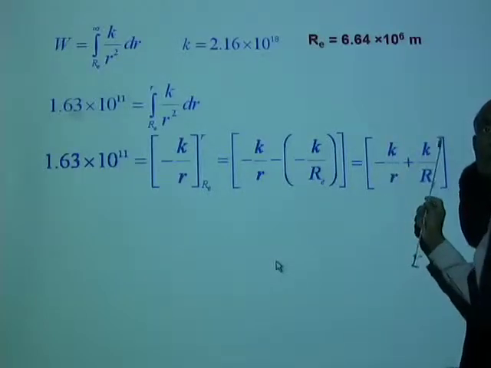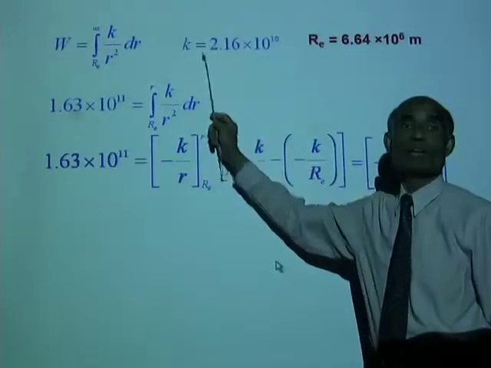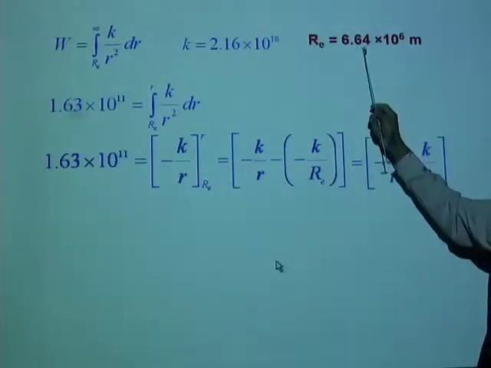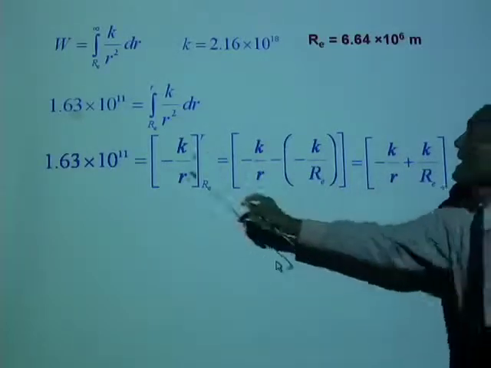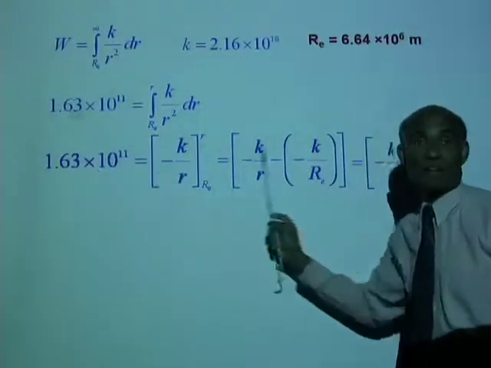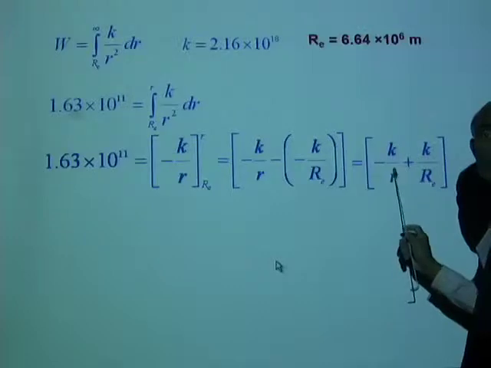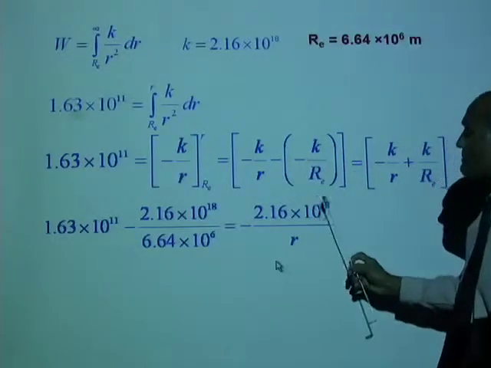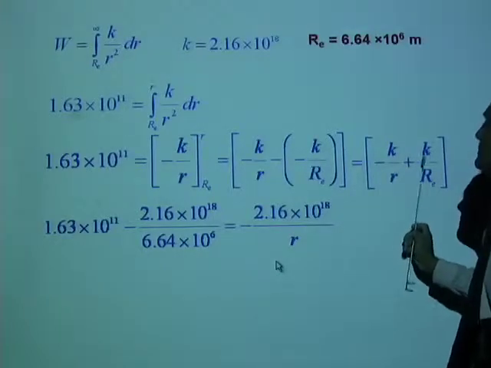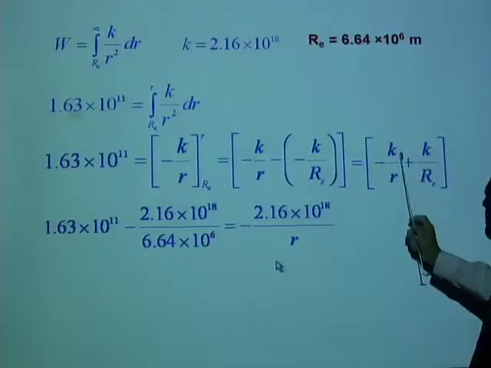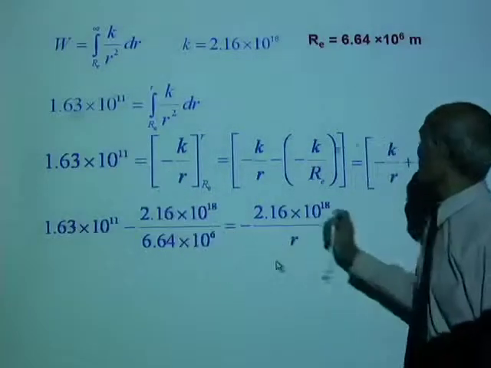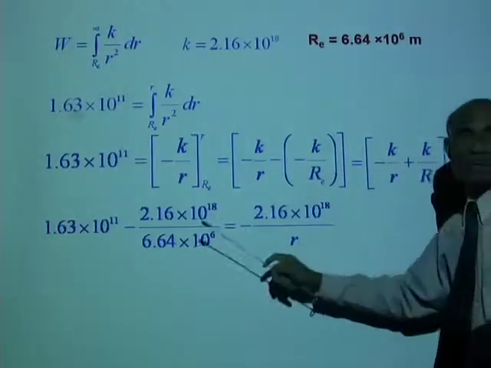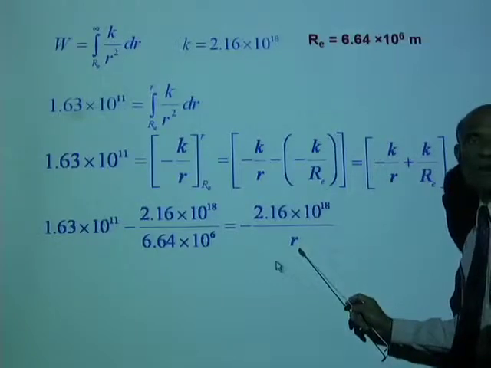Now, do we know the value of k? Yes, we calculated the value of k earlier on. K is 2.16 times 10 to the 18, and the radius of the Earth, RE, is 6.64 times 10 to the 6 meter. And we know the work done, so we know this value, we know k, we know RE. The only unknown is the lowercase r. So that will be, you can say that value minus this. See, if you notice, this value, move this k over RE to the left. So that value minus k over RE equal to negative k over R. That's what this is.